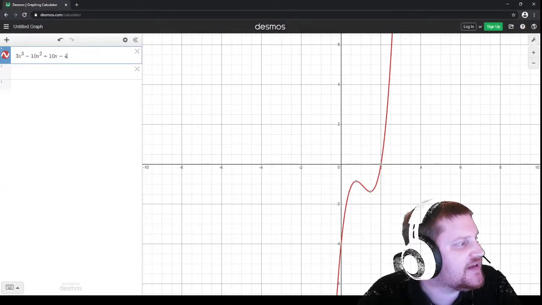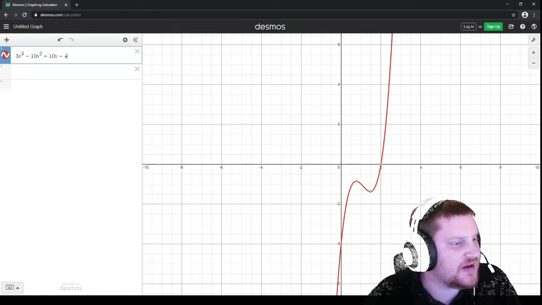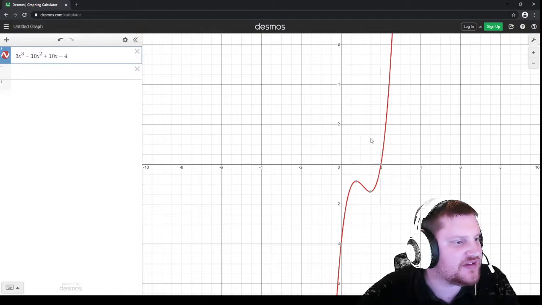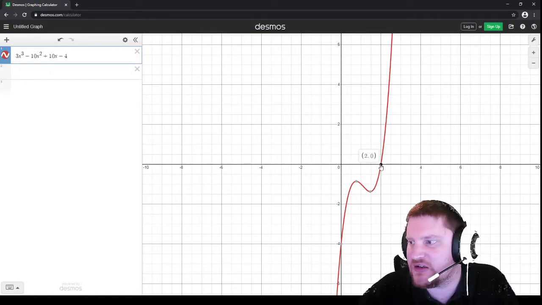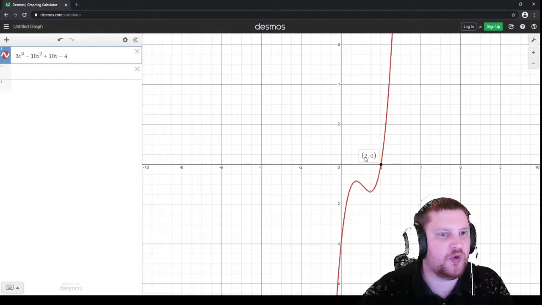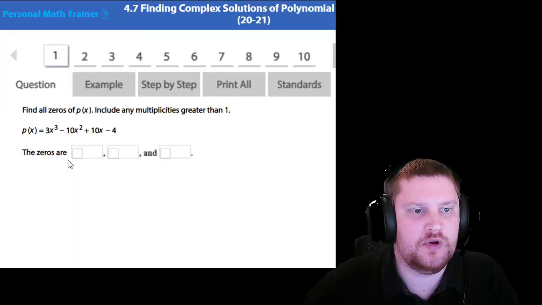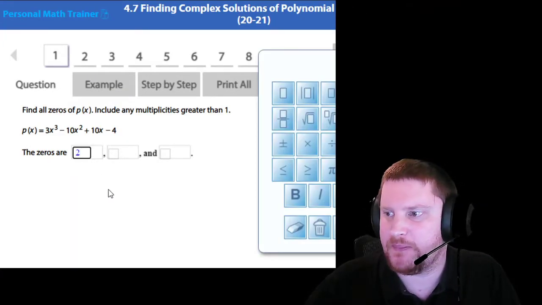And what I can see is I've already graphed this one, 3x cubed minus 10x squared plus 10x minus 4. And looking at this, I can see that it does indeed cross the x-axis somewhere that I can see easily. In this case, it's at 2. Our x value is 2. So we know that 2 is going to be one of our zeros. So we'll go ahead and plug that in here.